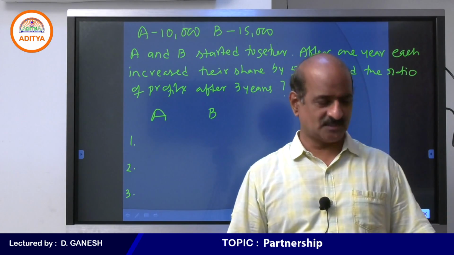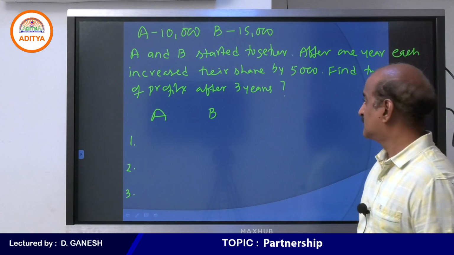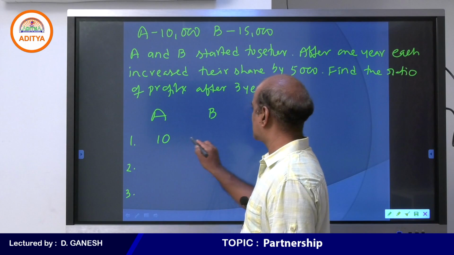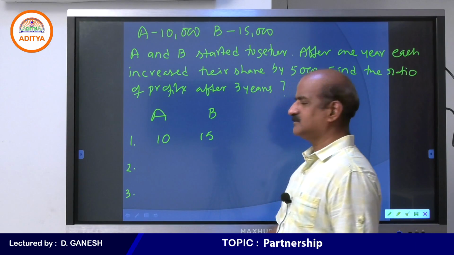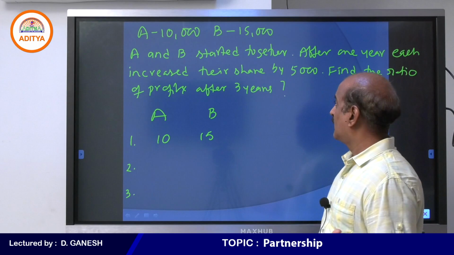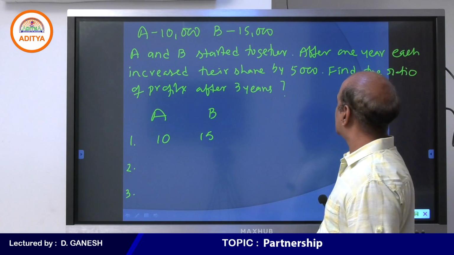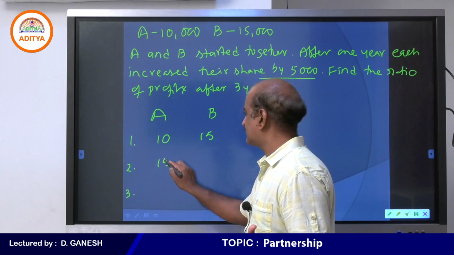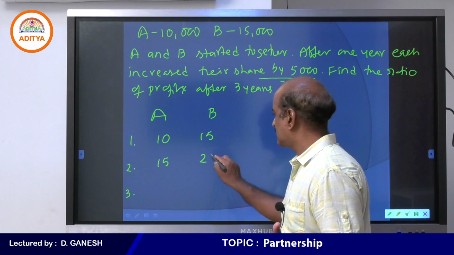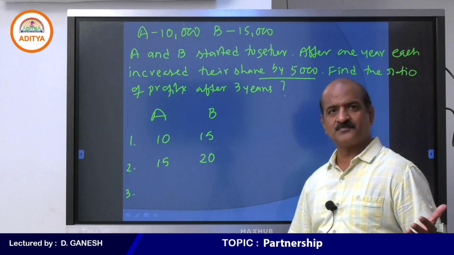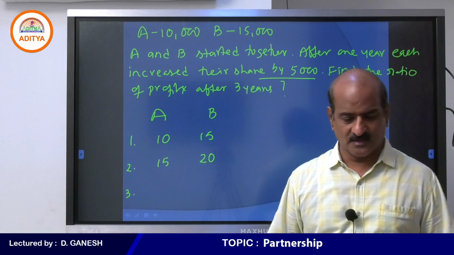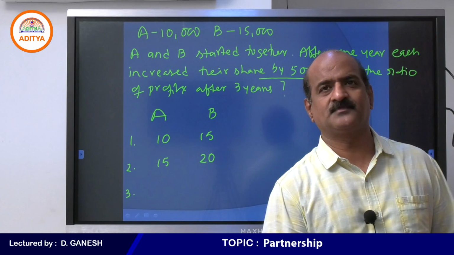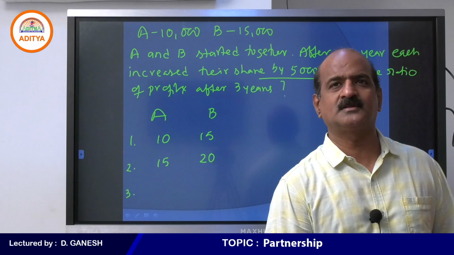Look at the question and just see how the changes are happening. Come on students, so A 10,000, B 15,000 in the first year, A 10,000 and B 15,000. At the moment there is no difference, and after 1 year each increased their share by 5,000, which means A's share becomes 10 plus 5, 15, B's share becomes 15 plus 5, 20. So that is in the second year. As there is no change, the same thing we can continue for third year as well.